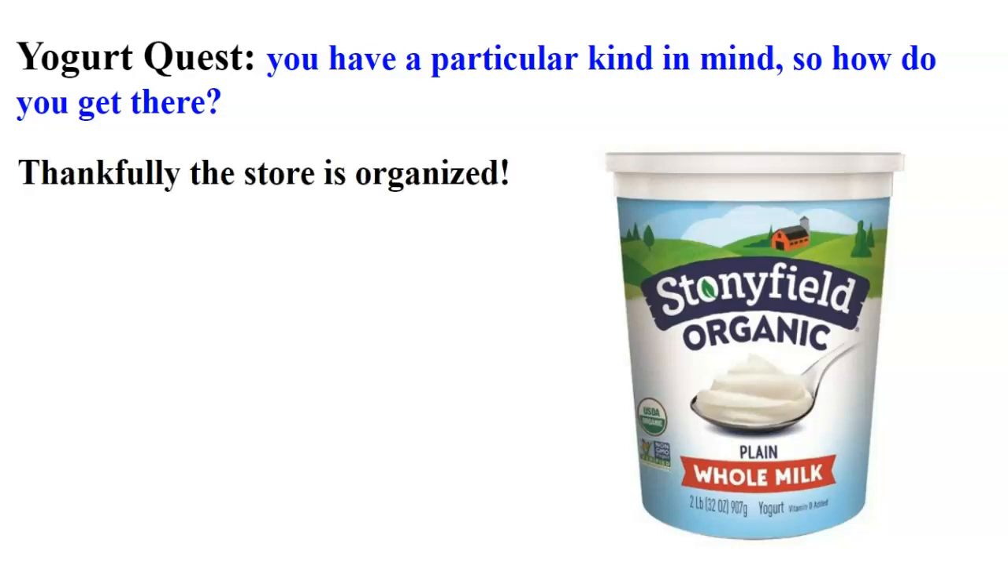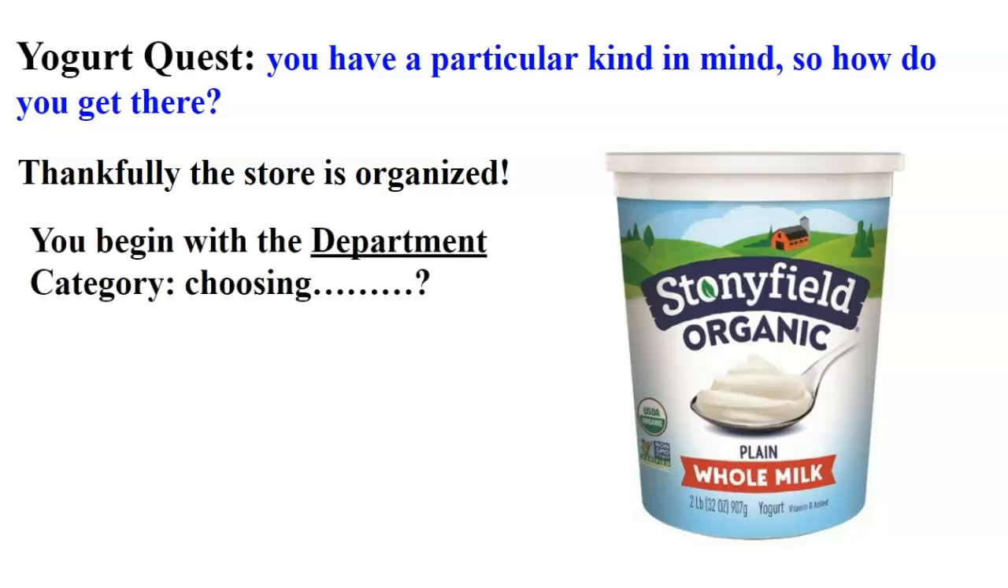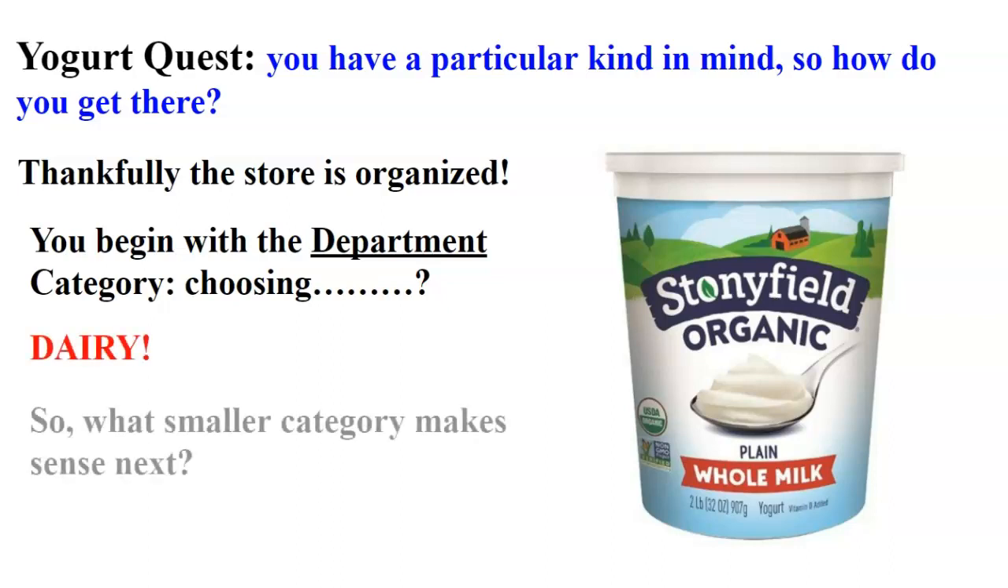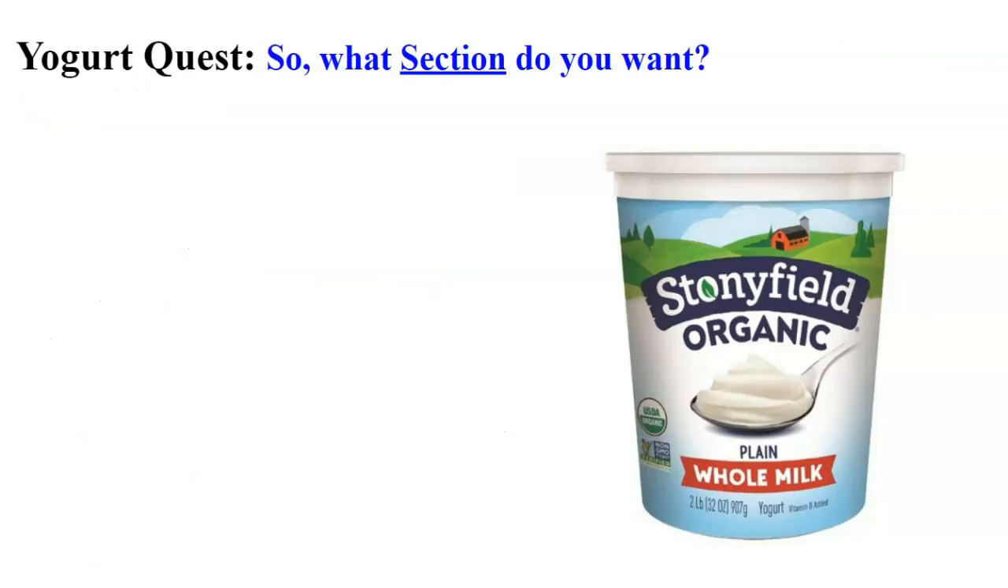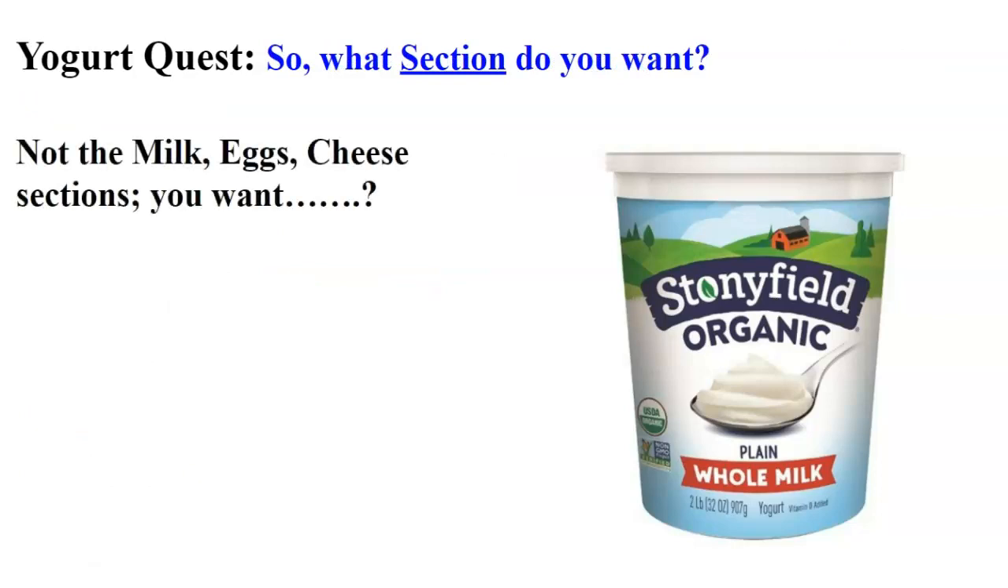Thankfully, the store is organized. Begin with your department. Choosing what department. Hopefully you pick the dairy department. So then what smaller category makes sense next? Departments are divided into sections. So what section do you want? Well, not the milk, egg, cheese section. You want the yogurt section.